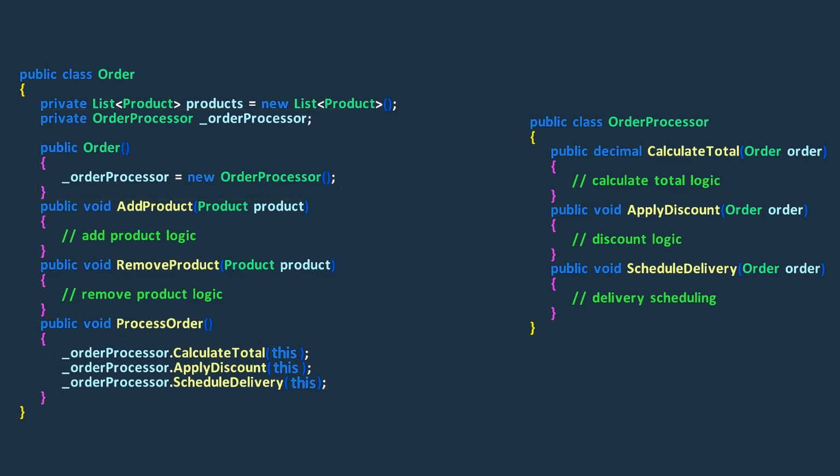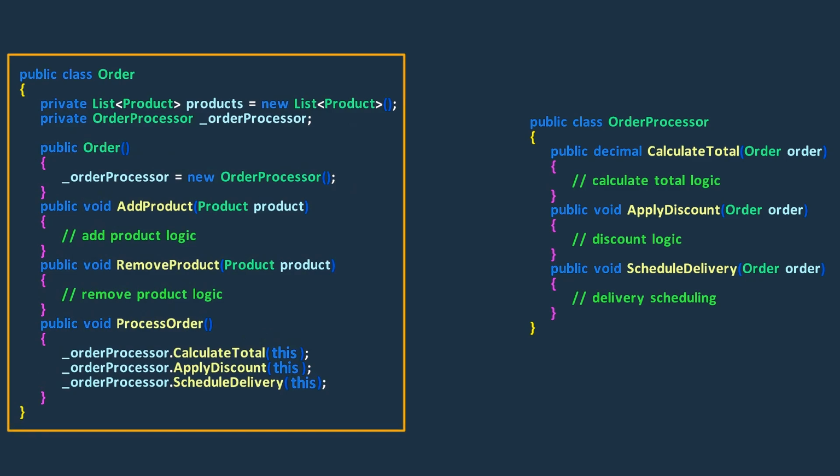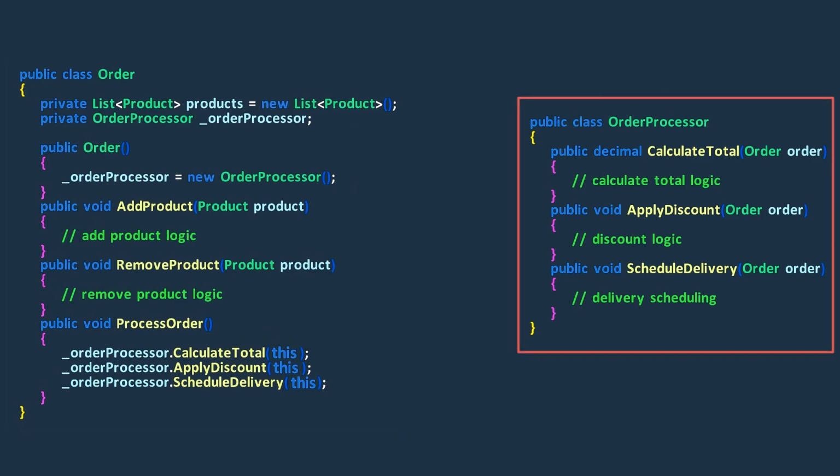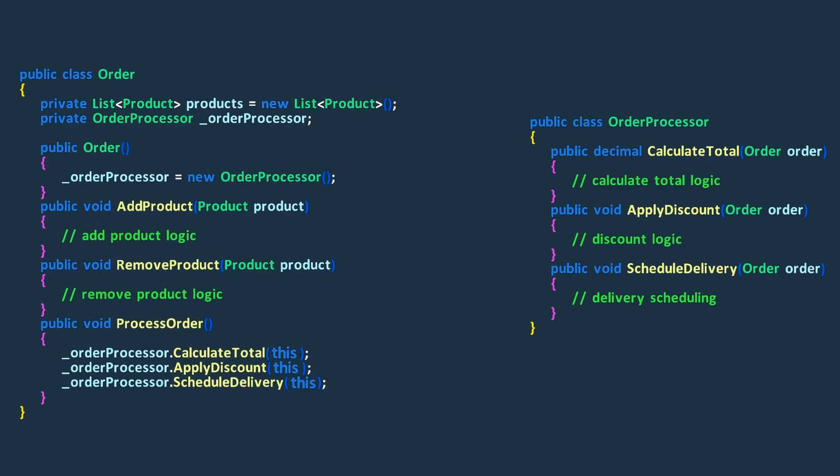Now the two jobs are split cleanly between classes. The Order class just cares about the product list, and the OrderProcessor class only deals with processing tasks like calculating totals. This makes the code easier to understand, since each class has a clear job. It will also be more durable. We can change one class without affecting the other as much.